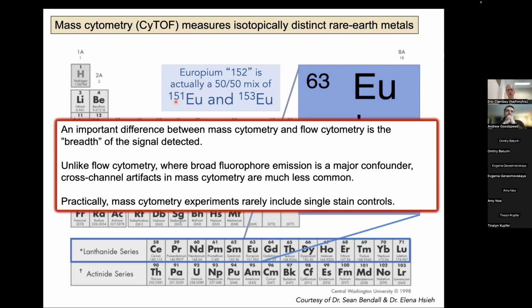Now, one really important difference between mass cytometry and flow cytometry is the breadth of the signal. Remember, with flow cytometry, I pointed out the breadth of those emission wavelengths. In contrast, with mass cytometry or CyTOF, you're simply measuring mass. There is no breadth of mass, right? It's an absolute value. And so the cross-channel artifacts in mass cytometry are much less common.